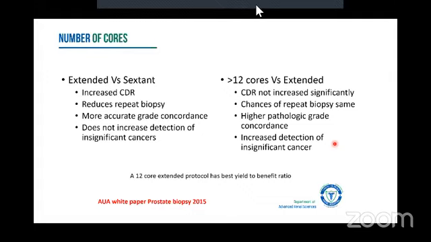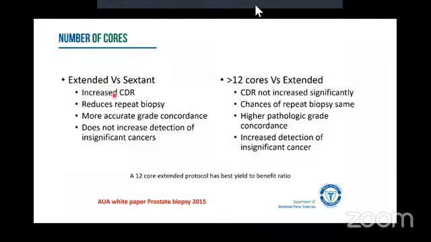Well, if we look at the number of cores and compare the extended and the sextant, the double sextant or the extended 12 core biopsy, the extended biopsy has an increased cancer detection rate, decreases the rate of a repeat biopsy, has more accurate grade concordance, and does not increase the detection of insignificant cancer.